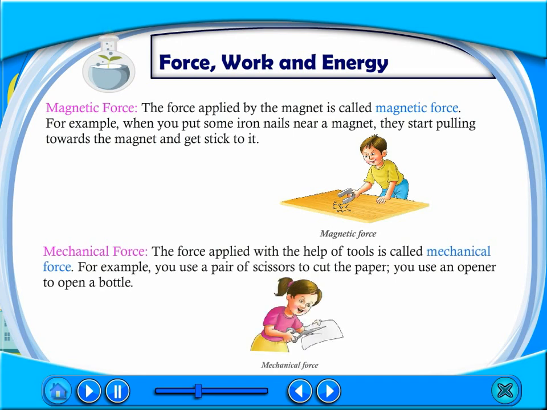Mechanical force. The force applied with the help of tools is called mechanical force. For example, you use a pair of scissors to cut the paper. You use an opener to open a bottle.